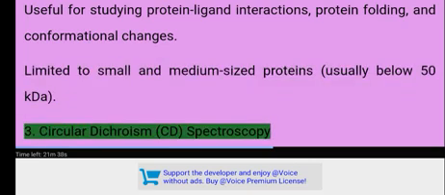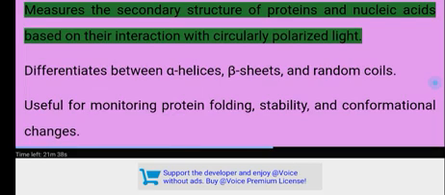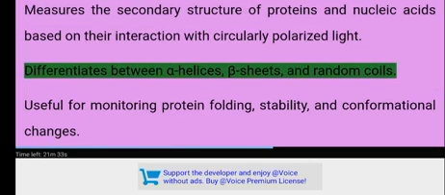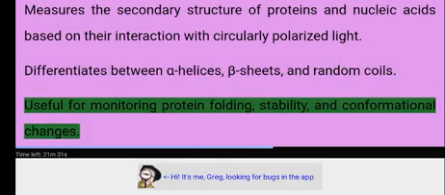3. Circular dichroism (CD) spectroscopy. Measures the secondary structure of proteins and nucleic acids based on their interaction with circularly polarized light. Differentiates between alpha helices, beta sheets, and random coils. Useful for monitoring protein folding, stability, and conformational changes.